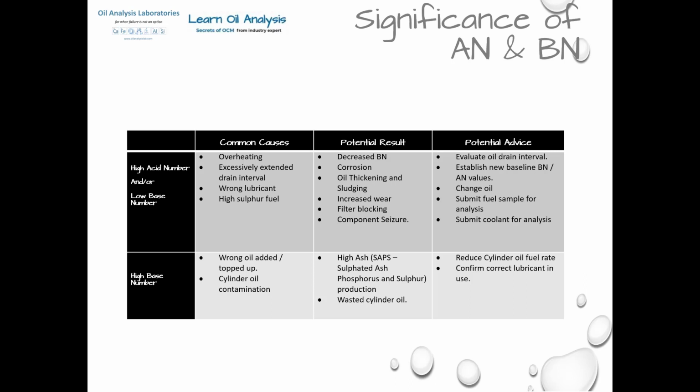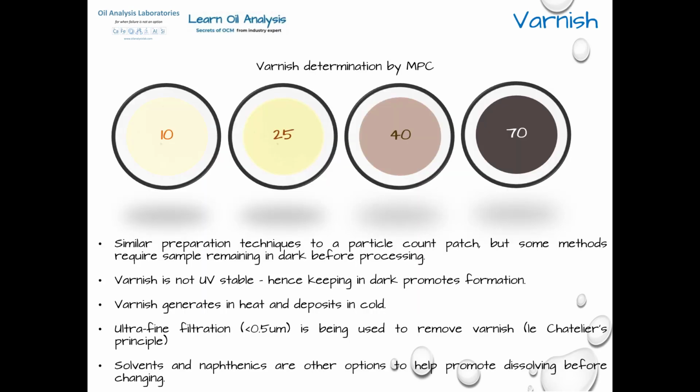You can also have too high a base number, which is usually because the wrong oil has been added, or in marine crosshead engines there is a leakage of cylinder oils into the sump. The result can be high ash, DPF, that's diesel particulate filter, blockage, and potential wasted cylinder oil. The corrective action would be to reduce the cylinder fill rate versus fuel usage and confirm the correct lubricants are being used. Another important effect of high acid number is varnish.